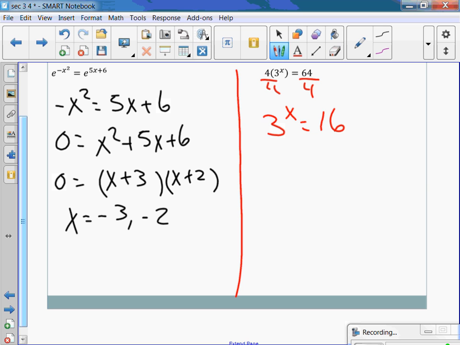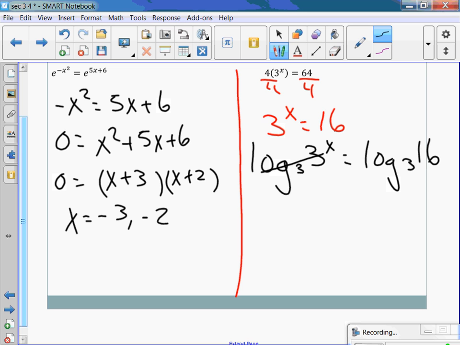So if I do the log base 3 of both sides, what happens to the left side? Cancel. Absolutely.